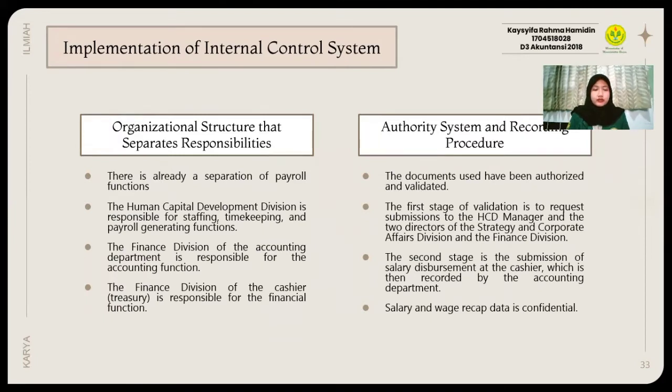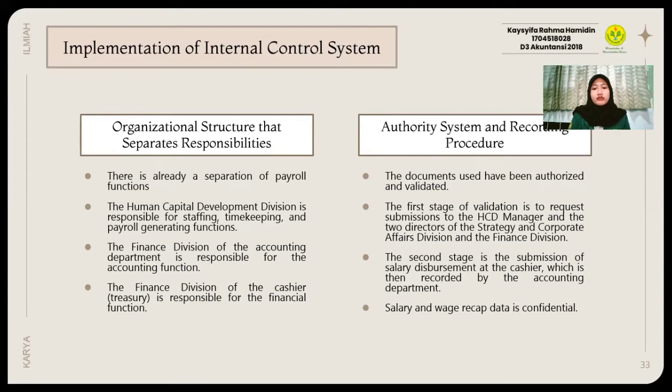Next, we have two elements of implementation of the internal control system. First is the organizational structure that carries responsibilities. There is already a separation of payroll functions. The Human Capital Development Division is responsible for staffing, timekeeping, and payroll generating functions. The Finance Division's Accounting Department is responsible for the accounting function, and the Cashier or Treasury is responsible for the financial function.